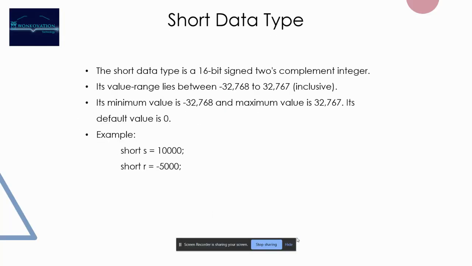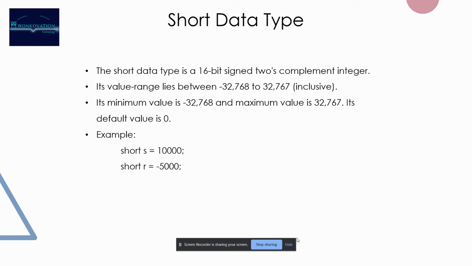Now let's talk about short data type. Short data type is a 16-bit signed 2's complement integer. Here again it is a signed bit, since every numeric data type in Java is a signed data type, which means it can store both positive and negative values. The range of short lies between minus 32768 to 32767 inclusive, and its minimum value, like we stated in the range, is minus 32,768 and maximum value is 32,767.